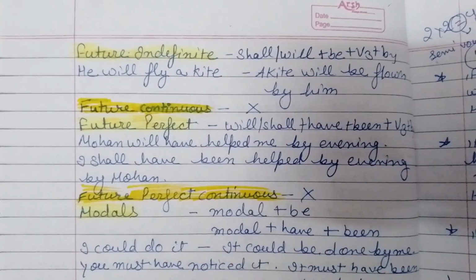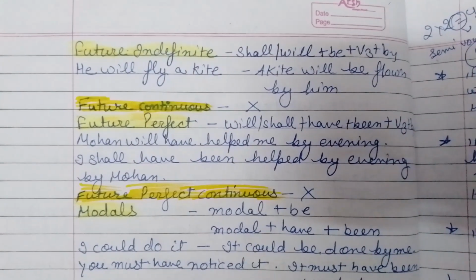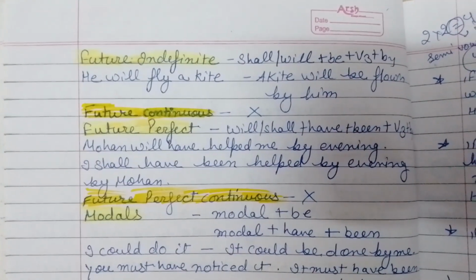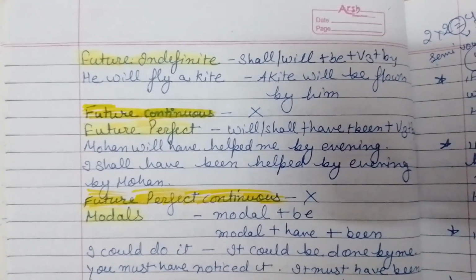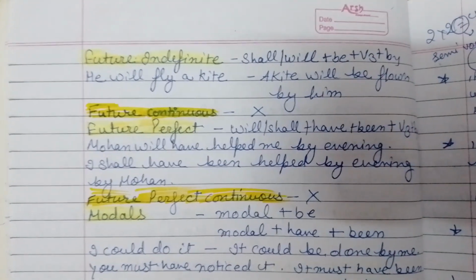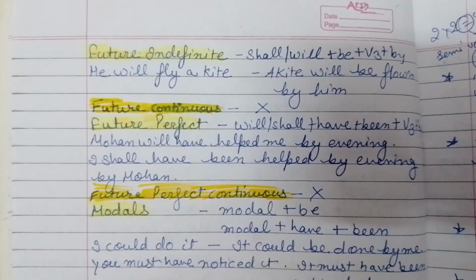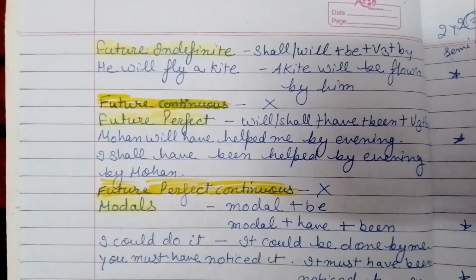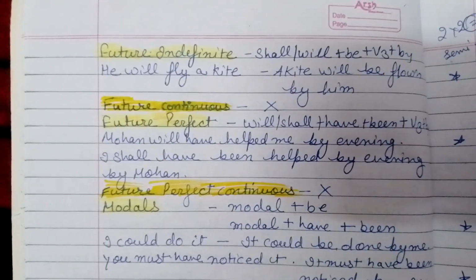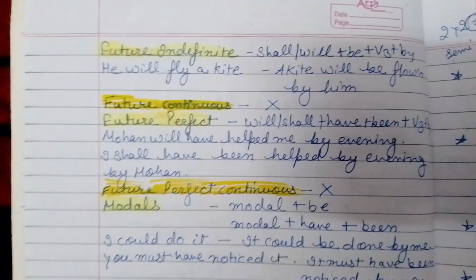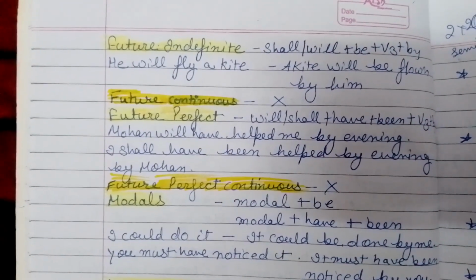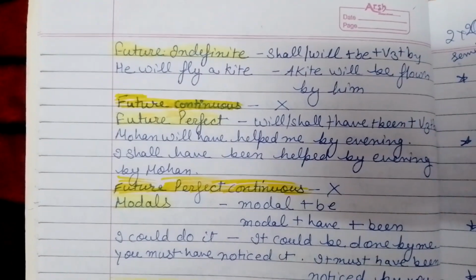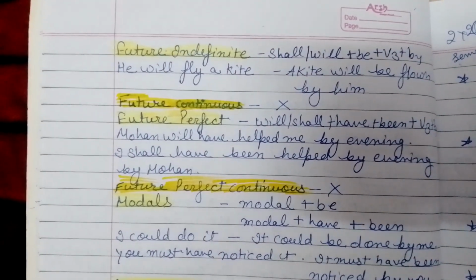Next we have future indefinite tense. We will change this tense according to the rule of shall or will plus be plus V3 plus by. Let us see one example. He will fly a kite. We will change it to a kite will be flown by him. Next we have future continuous tense, but we will not make any passive form of this tense.